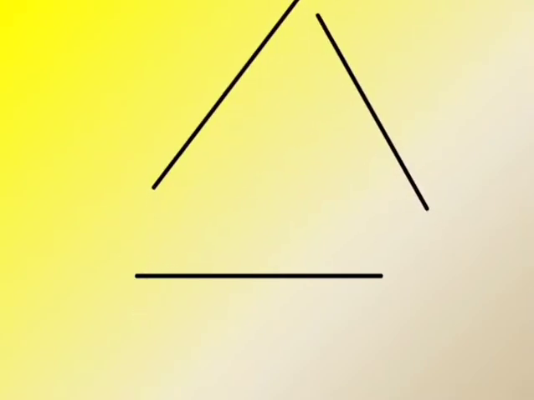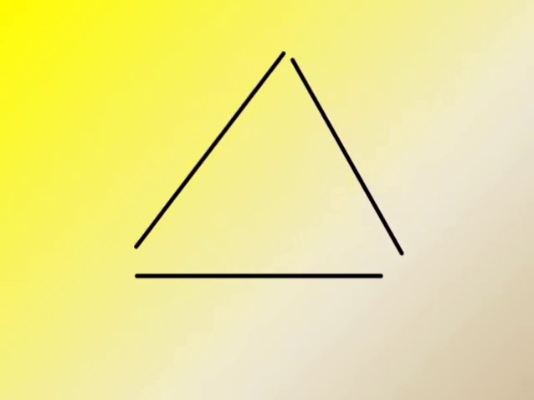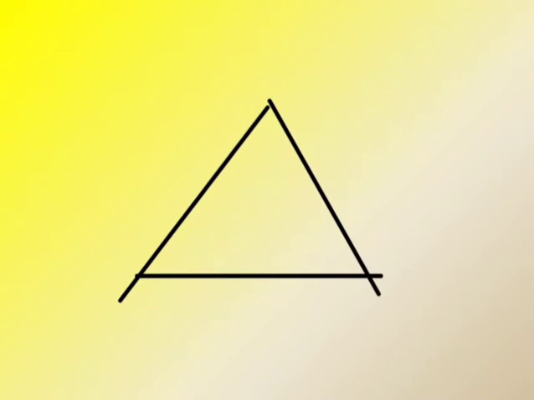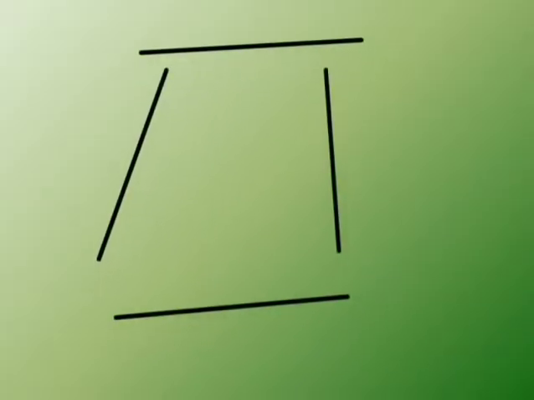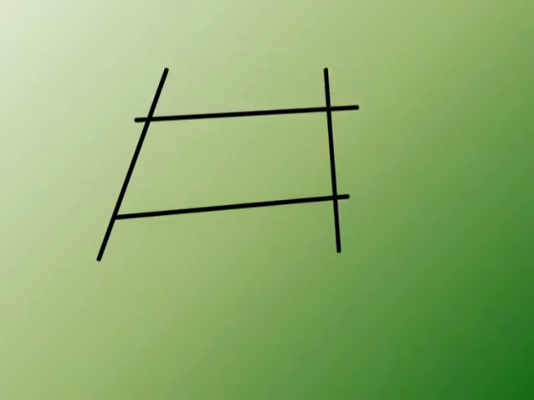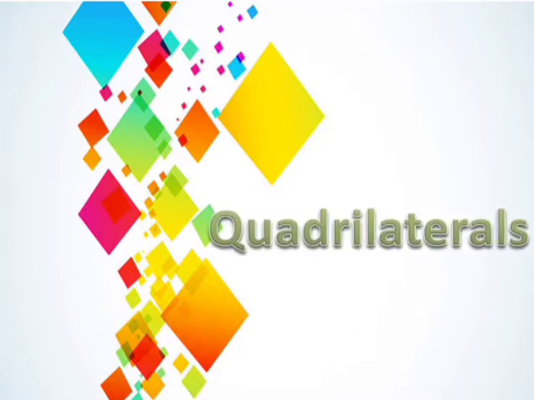Suppose I give you all three sticks, then which geometric figure would you form? You may probably form a triangle. And if I give you all four sticks, most likely you would form a quadrilateral. So today we will learn chapter number 8, quadrilaterals.